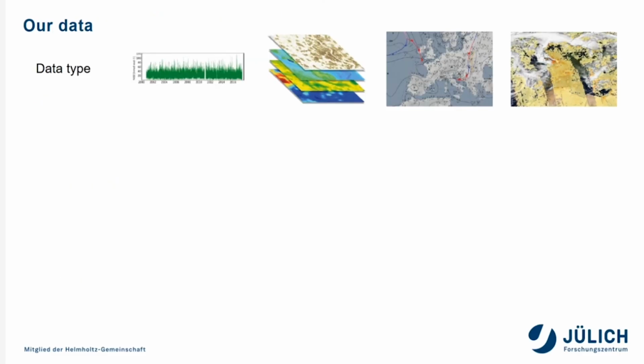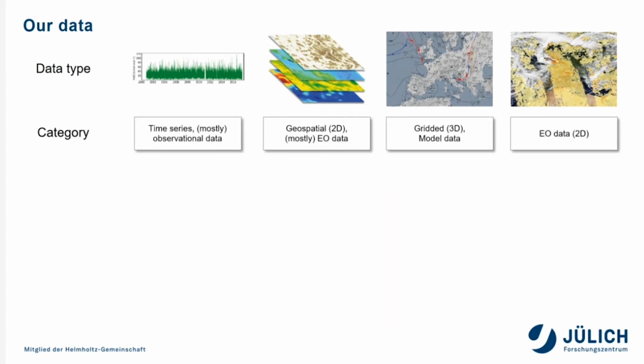Okay, so let me briefly describe what kind of data we already have available in the group and what kind of use we could make from this. So we have these different data types here. From time series, mostly observational data, we have the geospatial data, usually 2-dimensional data. Most of these are Earth observation data, but there's also other things like the OpenStreetMap server that we're actually running in our group, or I just identified yesterday some data sets on point sources like power plants. Then we have the gridded 3-dimensional model data, and finally the Earth observation data, so satellite observations.